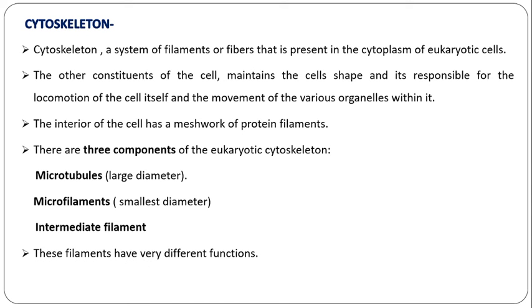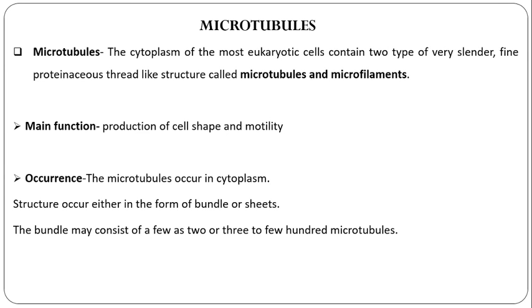What is cytoskeleton? Cytoskeleton is a system of filaments or fibers that is present in the cytoplasm of eukaryotic cells. Along with the other constituents of the cell, it maintains the cell shape and is responsible for the locomotion of the cell itself and the movement of various organelles within the cell. There are three main components: microtubules, microfilaments, and intermediate filaments.